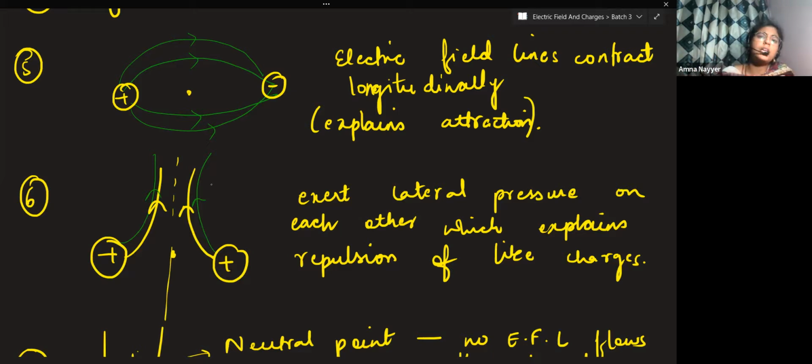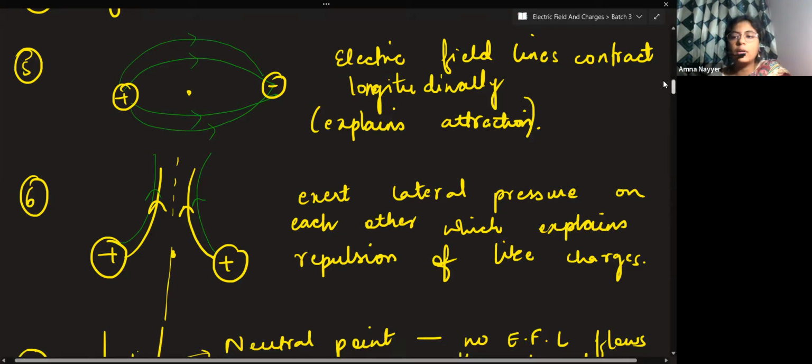What you should remember is whether electric field lines are moving away from charges or moving towards them. Because in the questions also, electric field lines would be drawn, and it will ask you whether the electric field lines are drawn correctly or not. So there you have to identify whether they are drawn correctly. For that you should remember these properties. Regarding the fifth and sixth ones, electric field lines contract longitudinally because of attraction, and they exert lateral pressure on each other, which explains repulsion of charges. Is this clear to all of you? Yes, ma'am.